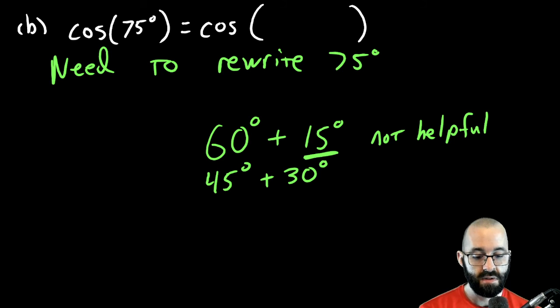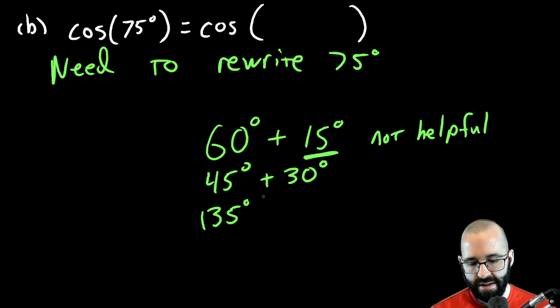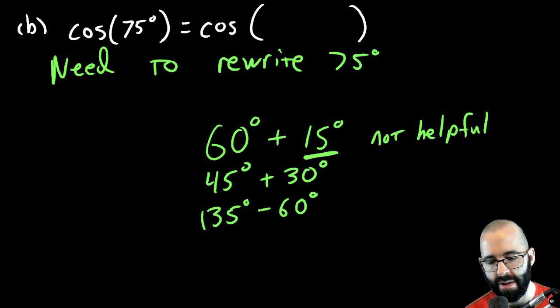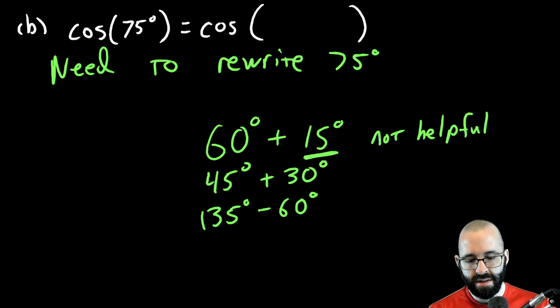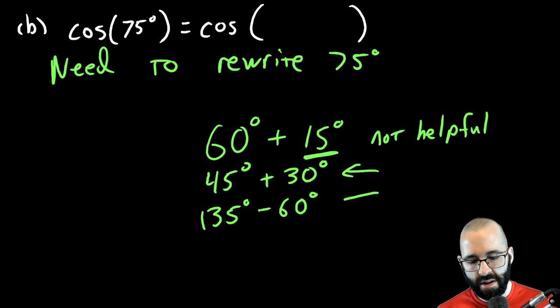Those are two angles that we know. I think there's some subtraction ones that you could do as well. 90 minus 15 also doesn't work. We could do like 135 degrees minus 60 degrees, I think. Yeah, that works. And notice that both of these add up to 75. So both of these are good choices.